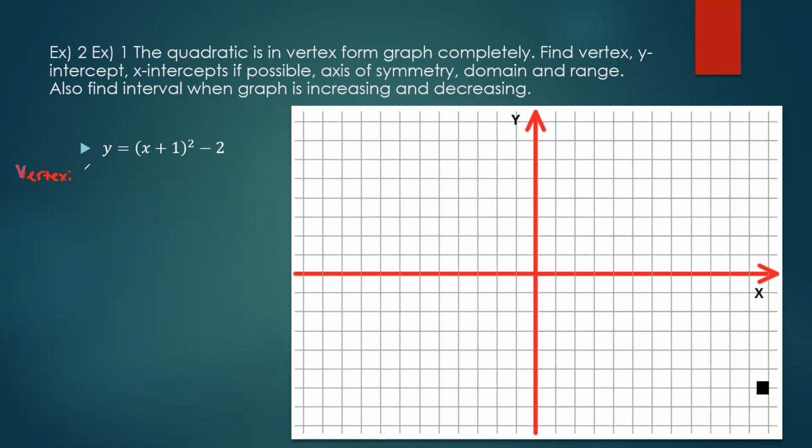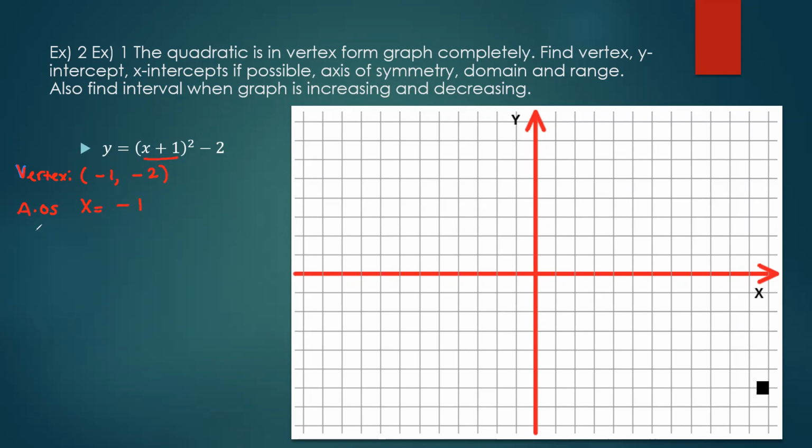So our vertex is at the horizontal shift, comma, vertical shift. Our horizontal shift is x plus 1, which means you're shifting 1 unit to the left, so that would be -1. And the y value of the vertex is the vertical shift, which is -2, and you do not change the sign. Once you have the vertex, the axis of symmetry is very easy to find. It's x equals the x value of the vertex, which is -1.